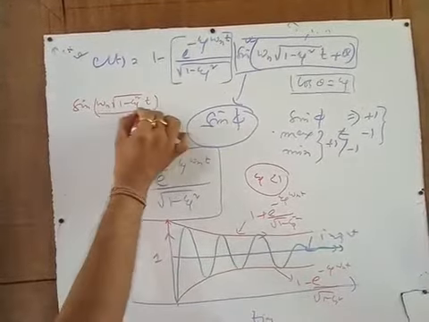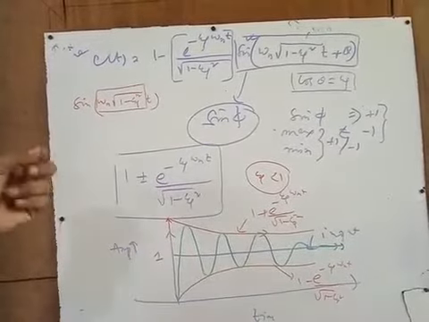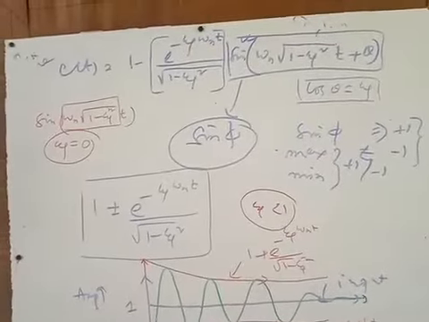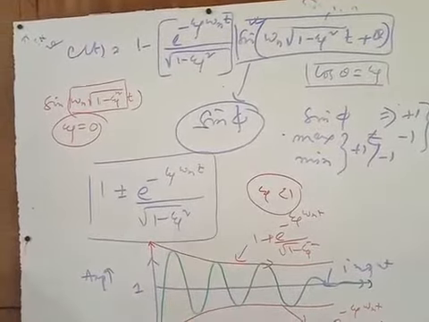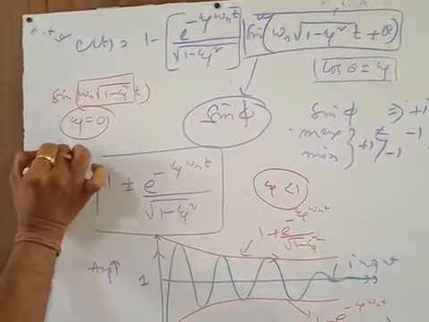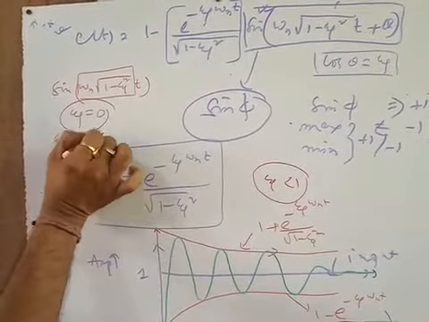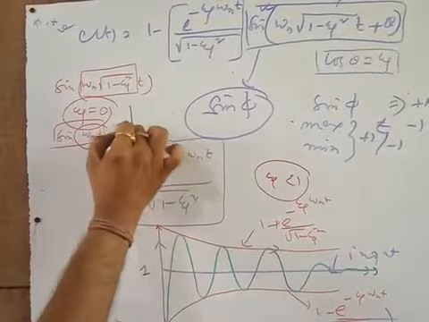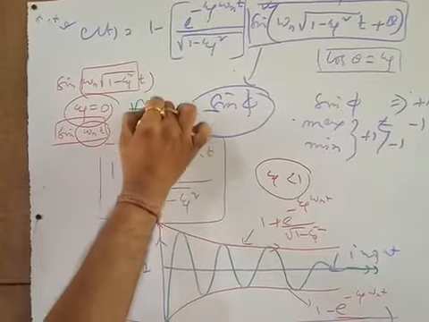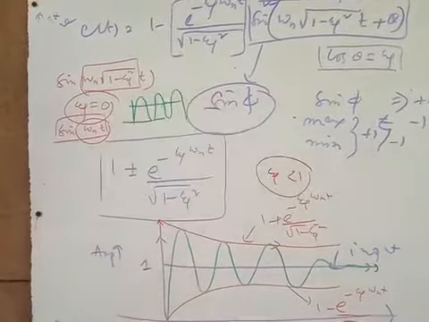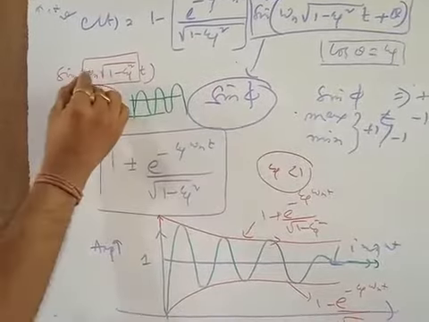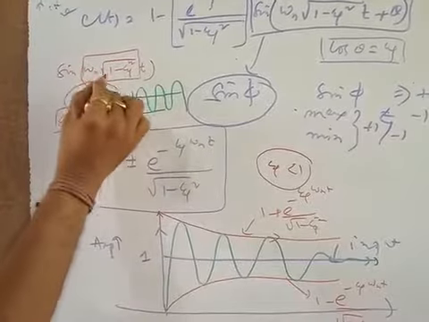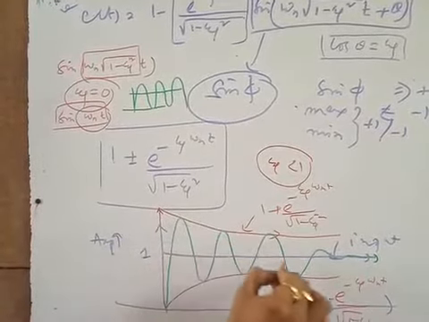Now see this part. What is this? If xi was absent, that means if the value of xi is equal to 0, that means undamped oscillation, that means there is no damping, so we get sine of omega n t. So the nature of the output signal would have been like this. Once the damping is applied, what happens? This omega n is multiplied by another term, root over 1 minus xi square. This term comes into the picture, so you are getting the decaying amplitude.